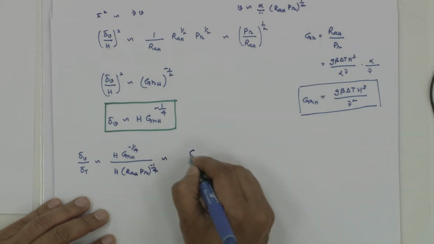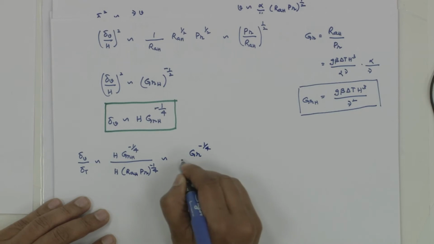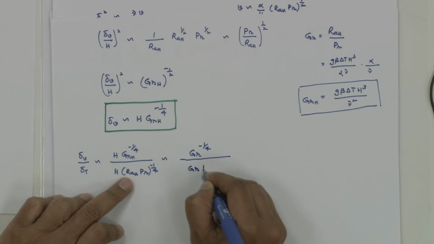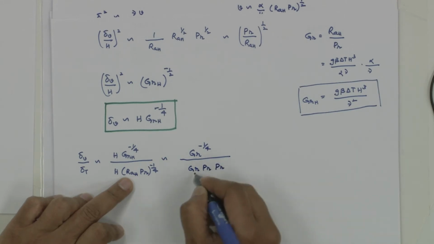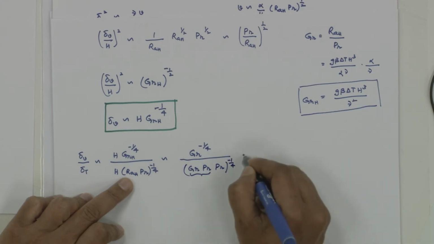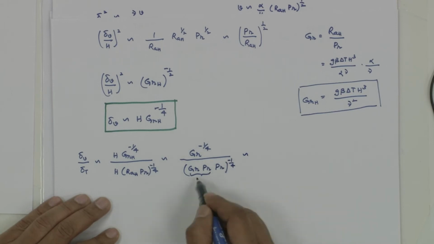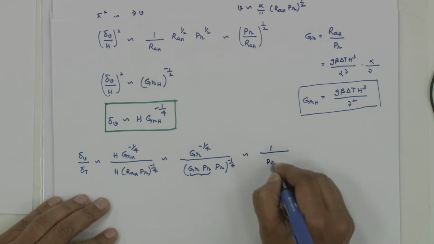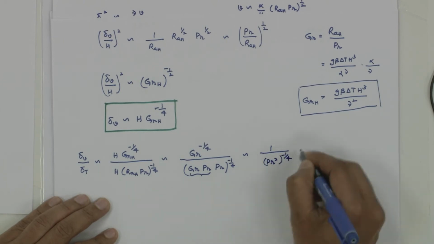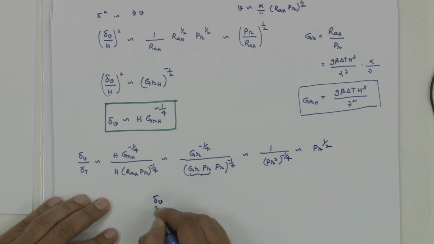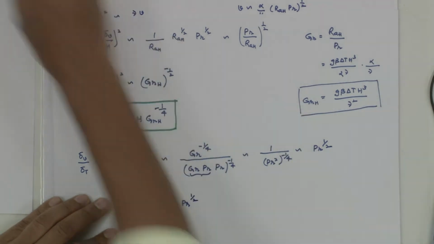So you get Gr to the power of minus 1 by 4 upon Rayleigh number, which can be written as Grashof into Prandtl. This is Rayleigh into the already existing Prandtl, so you have minus 1 by 4. So Gr to the power of minus 1 by 4 gets cancelled out. So you get Prandtl squared to the power of minus 1 by 4, that is Prandtl to the power of half. So delta V by delta T is of the order of Prandtl to the power of half.